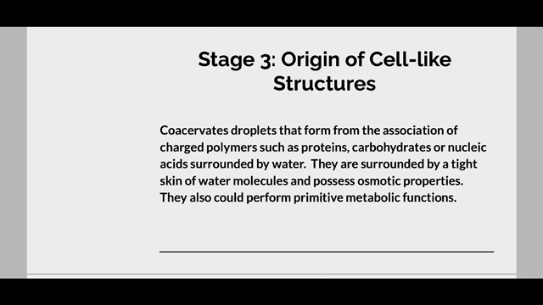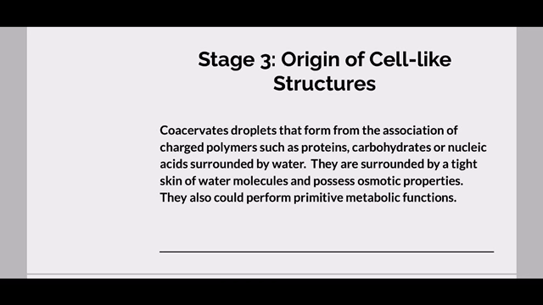The first of the 2 are the coacervates, which are droplets that form from the association of charged polymers such as proteins, carbohydrates, or nucleic acids surrounded by water. They are surrounded by a tight skin of water molecules and possess osmotic properties. And they also perform primitive metabolic functions. But let's remember back a little so we can understand.